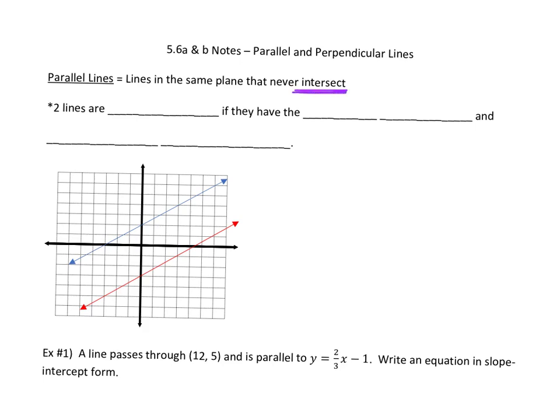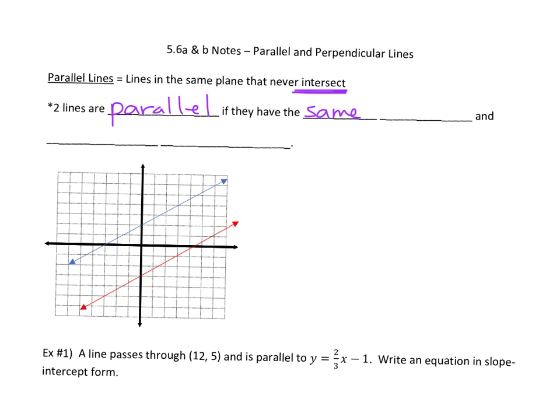And isn't this like perpendicular? Perpendicular makes 90-degree angles. Okay, so here's what we know. Two lines are parallel if they have the same, what would that be? If they sit like this, the same what? Or like this? The same shape.